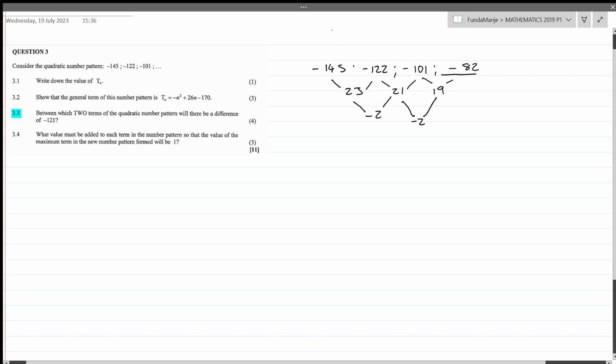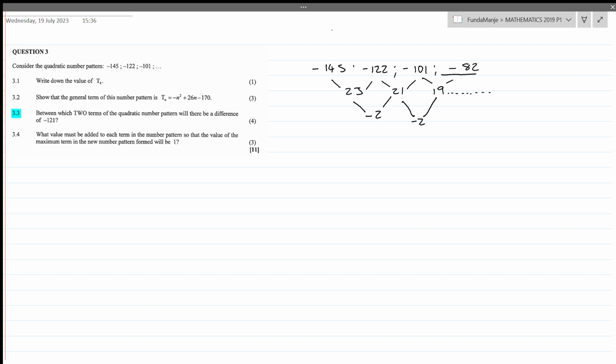3.3 states, between which two terms of the quadratic number pattern will there be a difference of minus 121? So somewhere along this pattern there is going to be a difference of minus 121, and we are trying to find between which two terms in our pattern will that difference lie.